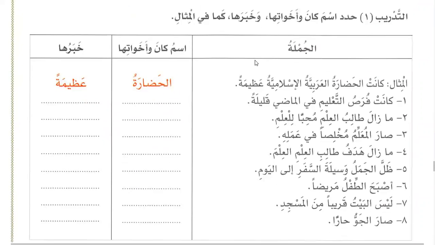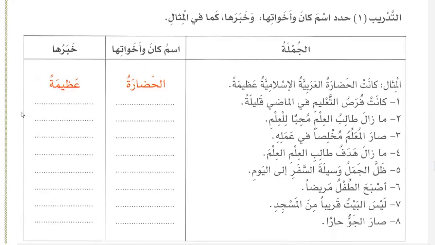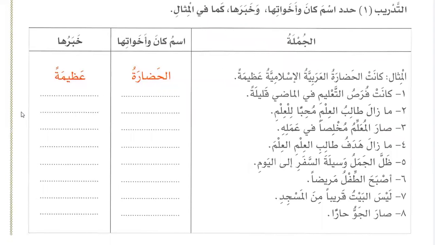التدريب الأول: حدد اسم كان وأخواتها وخبرها. Point out the اسم of كان and its sisters and their خبر also.